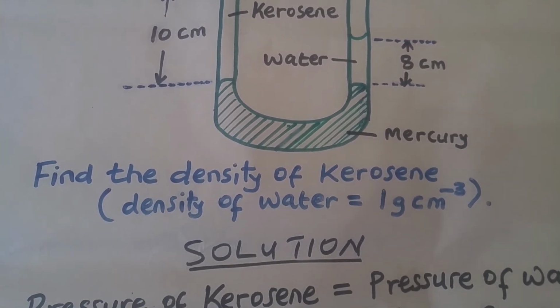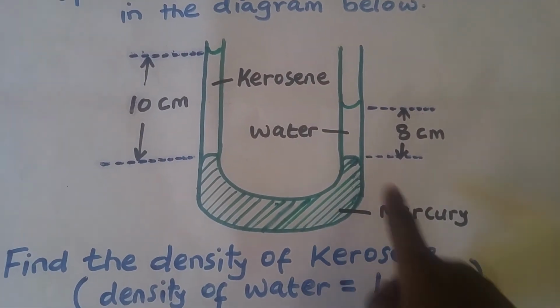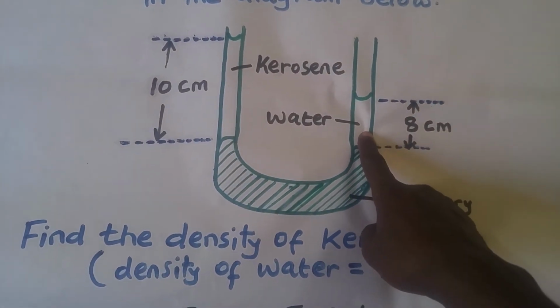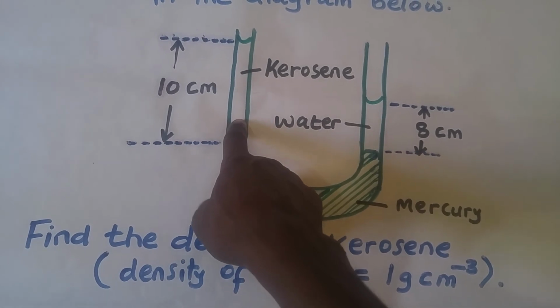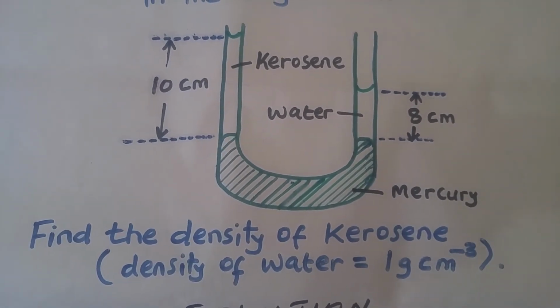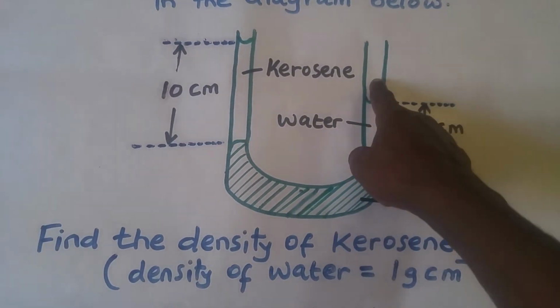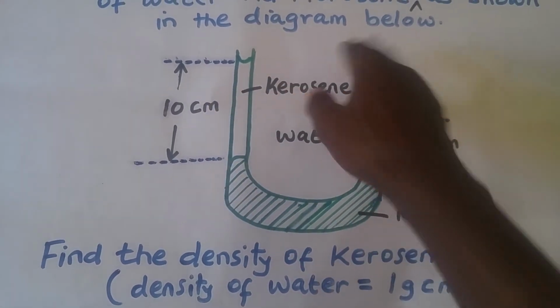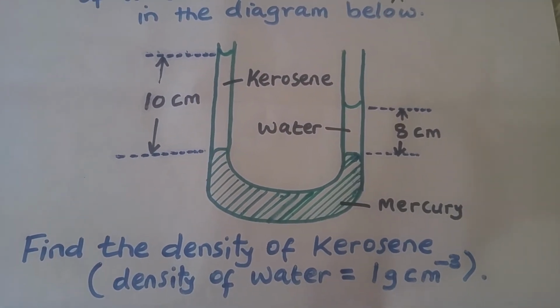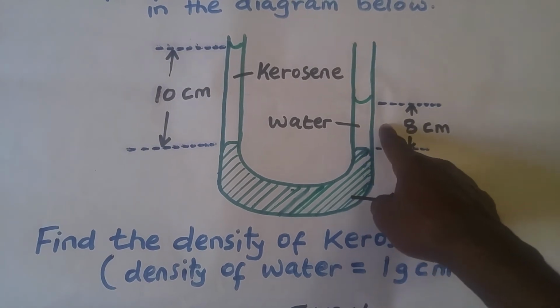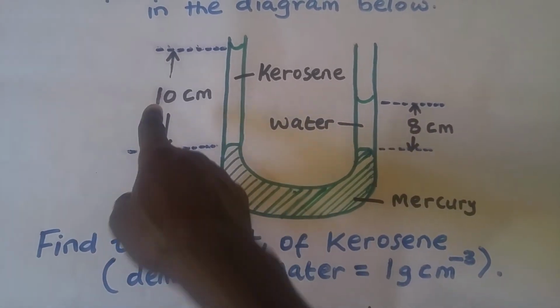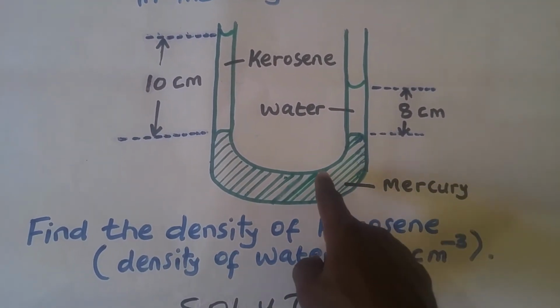Solution: we shall simply say the pressure of water and the pressure of kerosene are equal. You see, the tube is open, this side is open. They are both open to atmospheric pressure. So the pressure exerted by water is equal to the pressure exerted by kerosene. We shall not mention mercury.